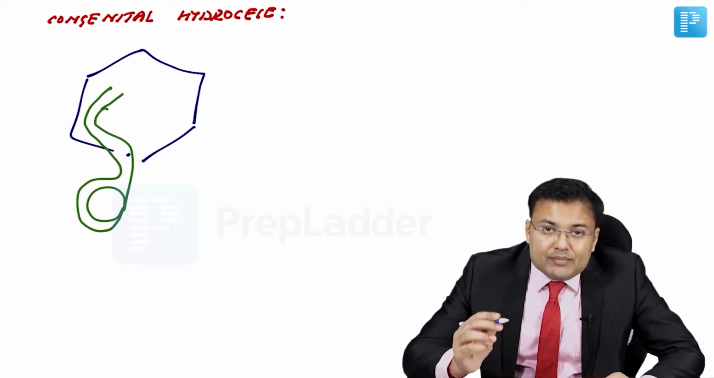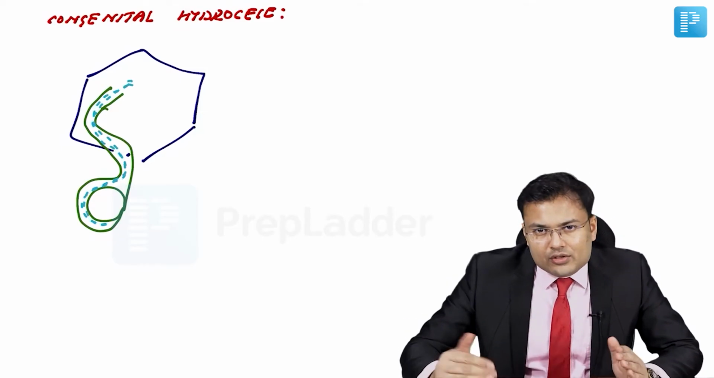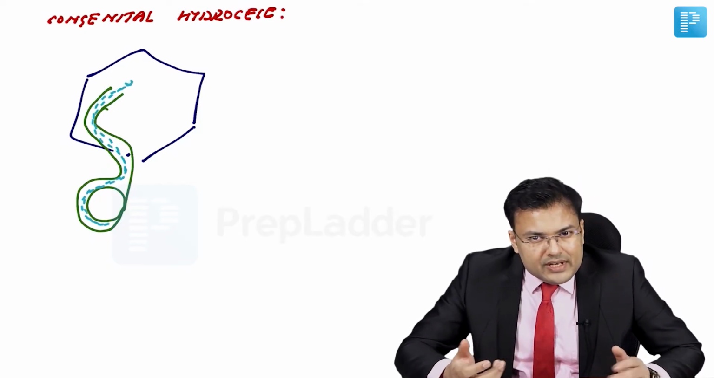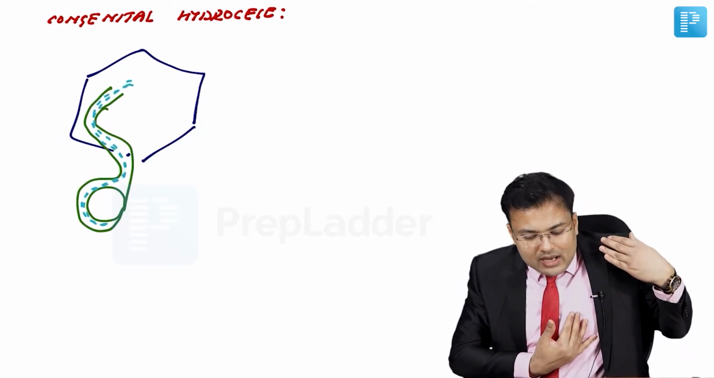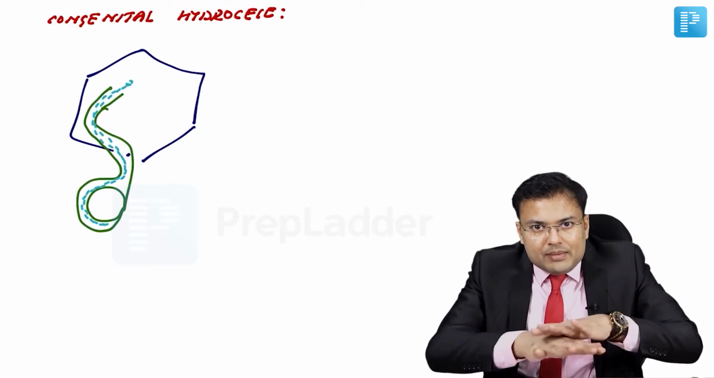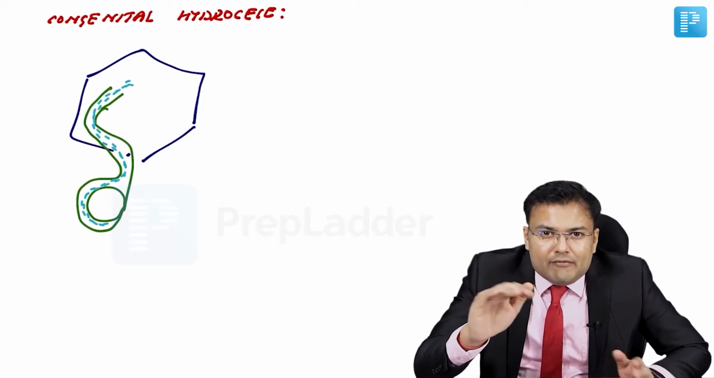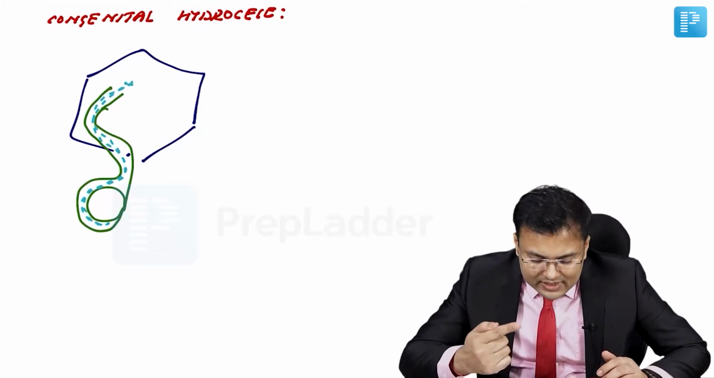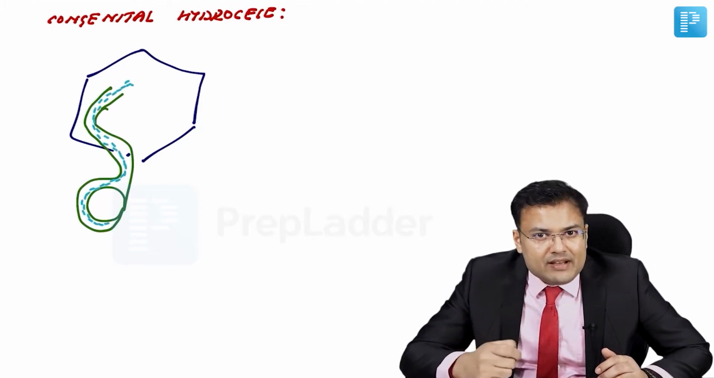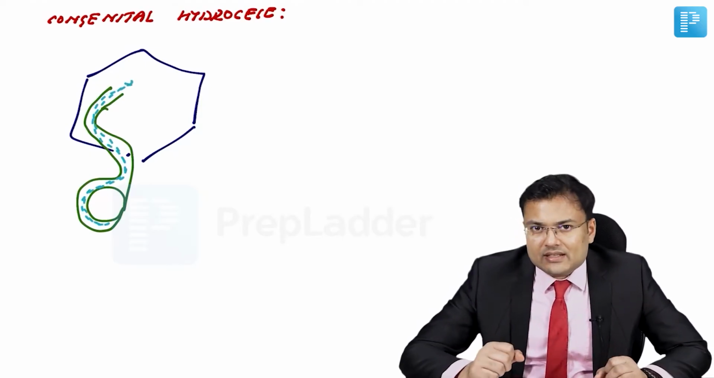And because of this patent processus vaginalis, what's the problem? Can you see? It is going to communicate with the peritoneal cavity, right? So after birth, the mother will come to you with the baby. Mother will tell you that, sir, whenever I place the baby in an upright posture, I notice a swelling, and whenever I place the baby in supine position, the swelling disappears. So here you notice that the swelling varies depending upon the activity level of the patient and posture. So there is communication between the peritoneal cavity and processus vaginalis. So this is patent processus vaginalis and this is congenital hydrocele.